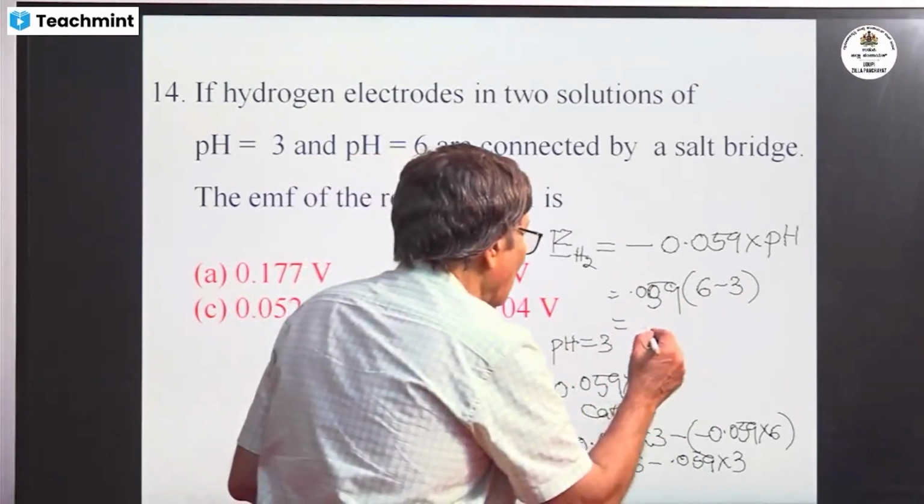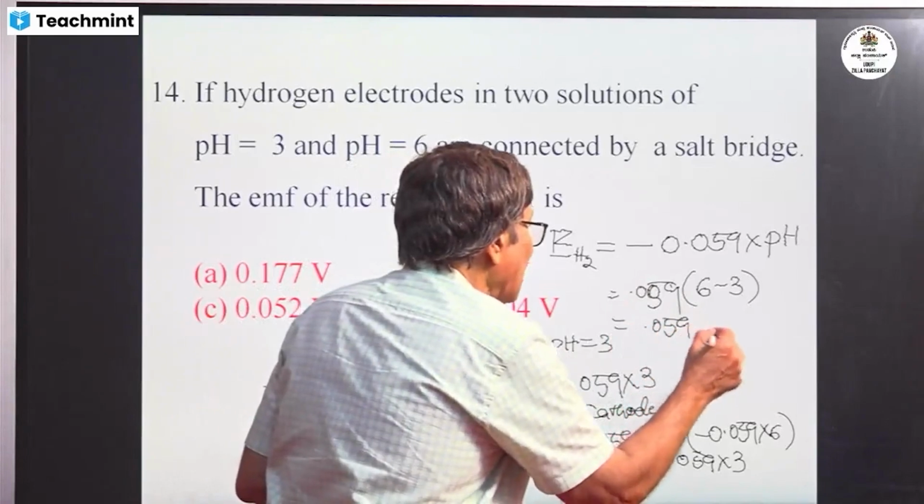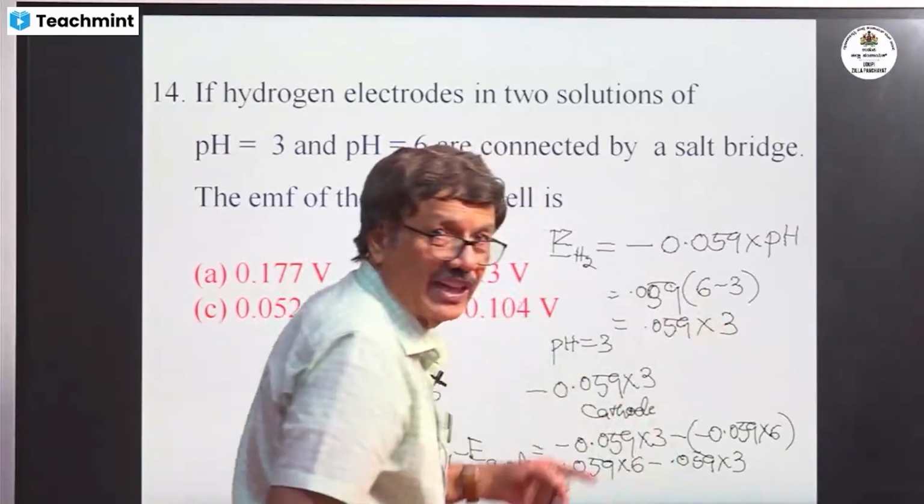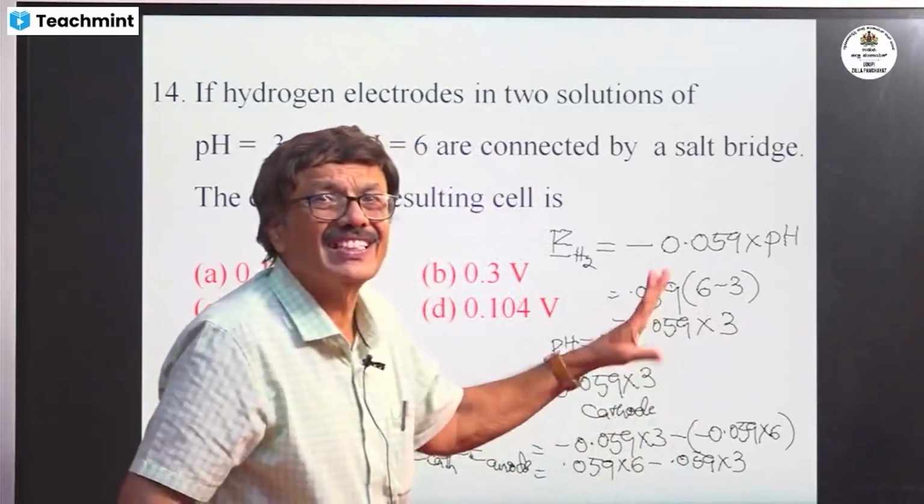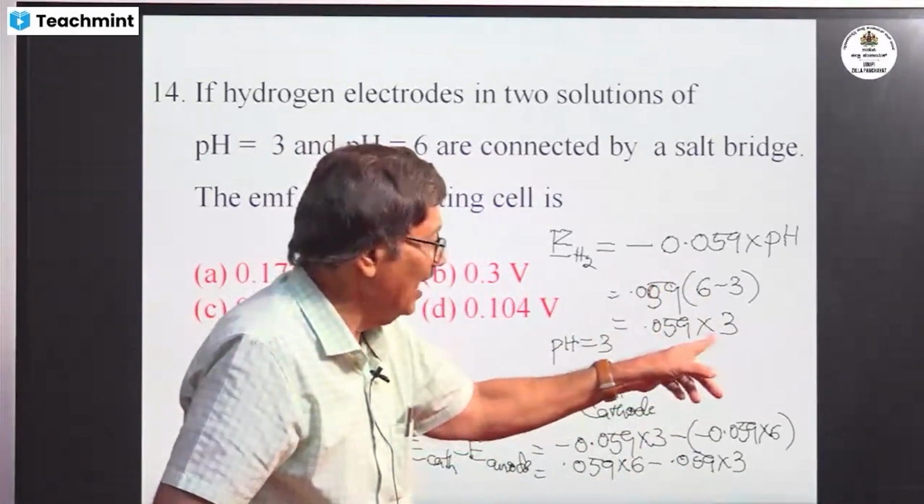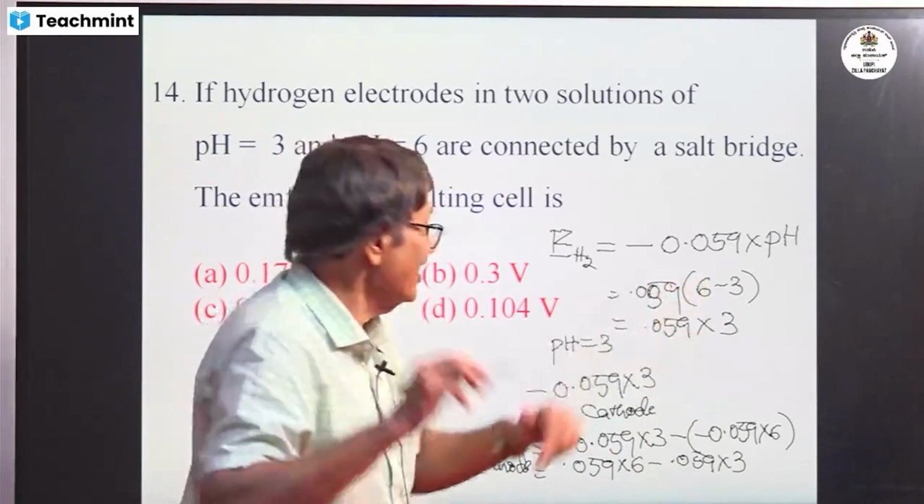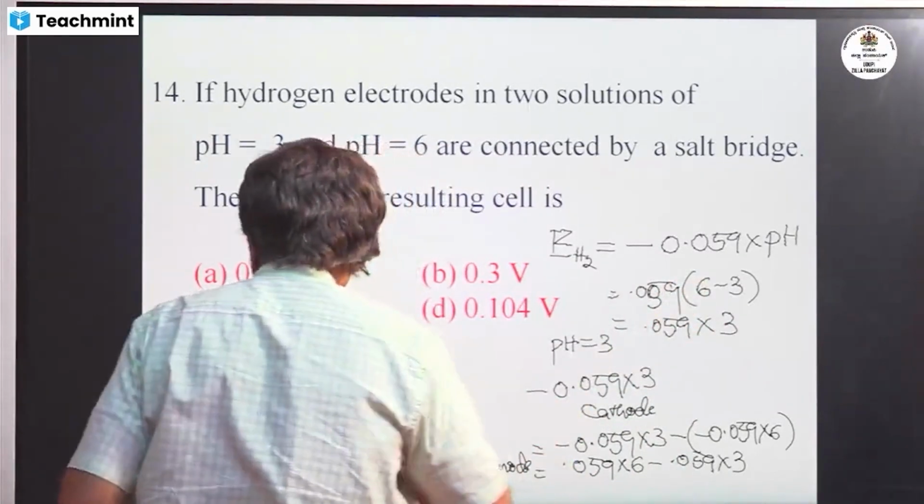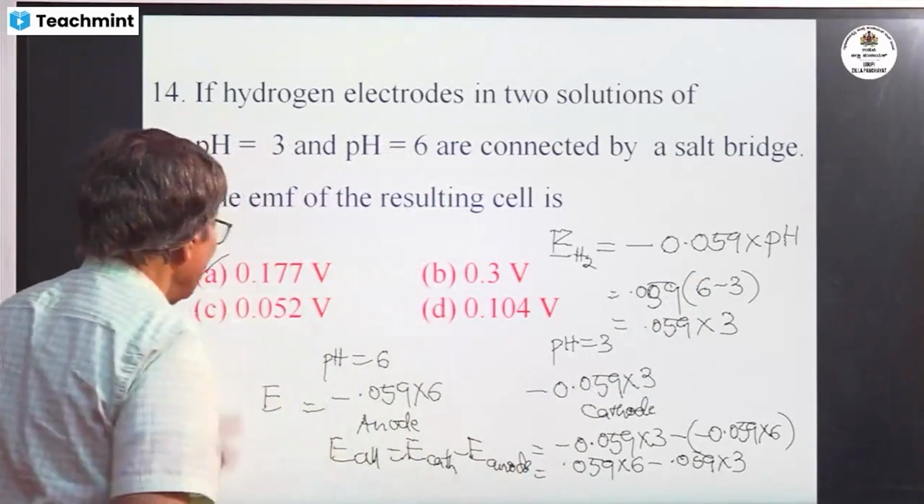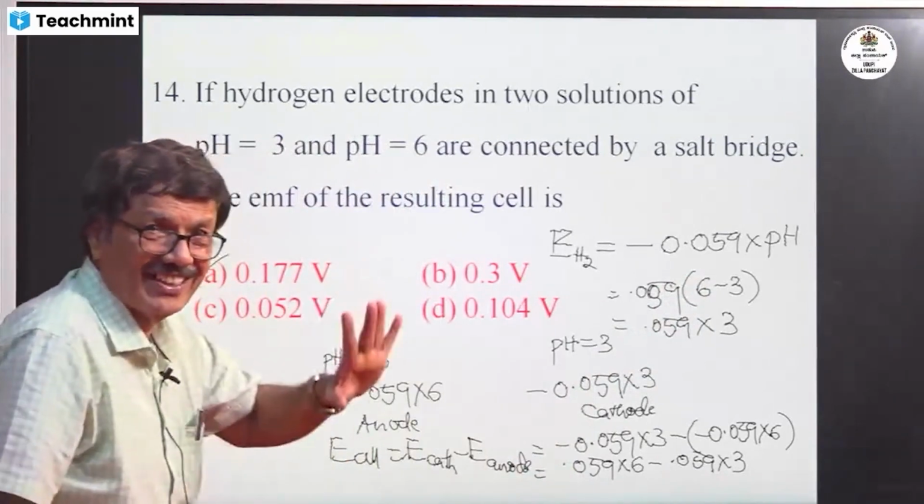That is 0.059 into 3. You take it as 0.06 roughly. 0.06 into 3 is 0.18. So the answer is very near to plus 0.18. Right? Option A is correct. Isn't it? 0.177, that is the correct one.